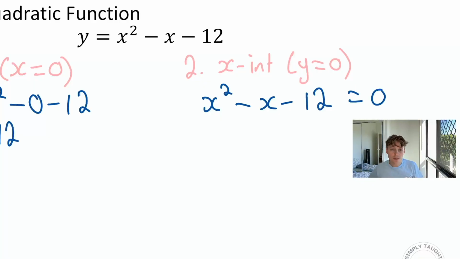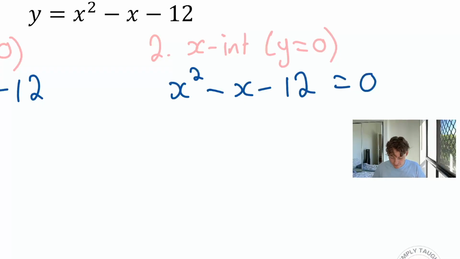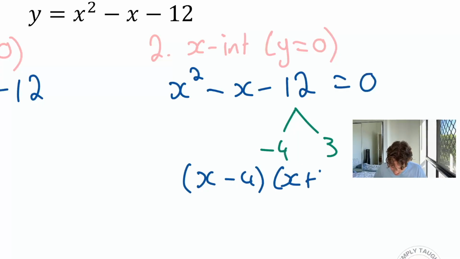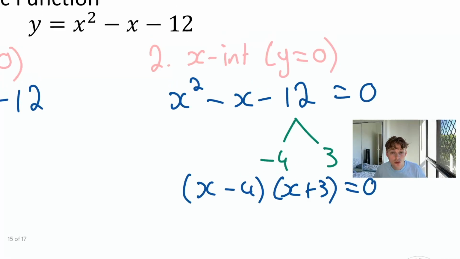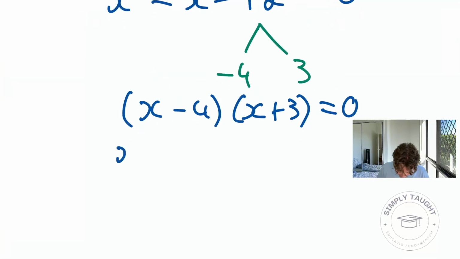I'm looking for 2 numbers that multiply to give negative 12, add to give minus 1. So if I think about those 2 numbers here, I've got minus 4 and positive 3. So I get my 2 factors. My 2 factors are going to be x minus 4, x plus 3, all equal to 0. I get 2 x-intercepts. I get x is equal to positive 4 and minus 3. If you're unsure why, like I said, I made a video about how we solve quadratics already on the channel, so feel free to check that out.